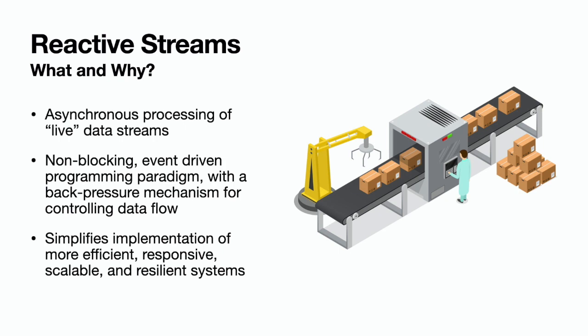Reactive streams are designed for asynchronous processing of live data streams, which often have data volumes that cannot be predetermined. This is a common pattern, especially for large scalable application services. The reactive streams specify a non-blocking, event-driven programming paradigm with a back pressure mechanism for controlling data flow. This simplifies implementation of efficient, responsive, scalable, and resilient systems with decoupled components.